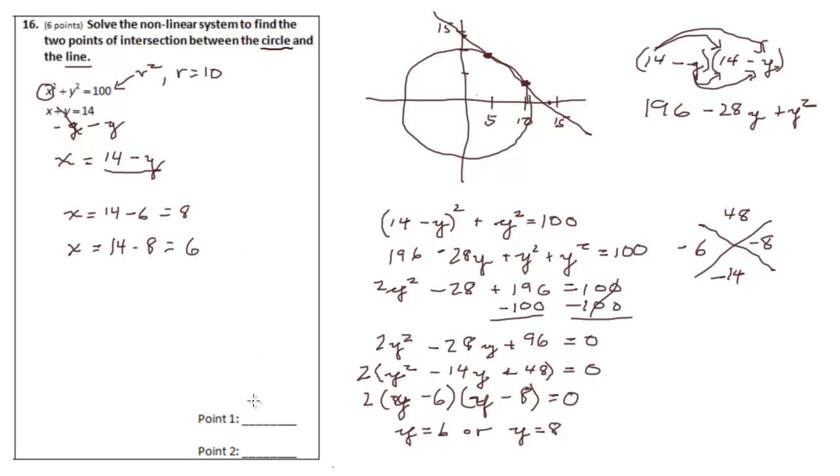So in the point where x is equal to 8, y was 6, and in the point where x was equal to 6, y was 8. Those are the 2 points where we have intersection, 6, 8, and 8, 6.